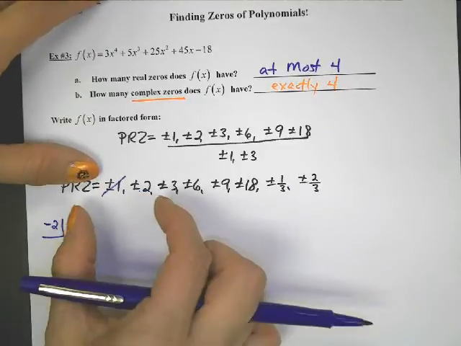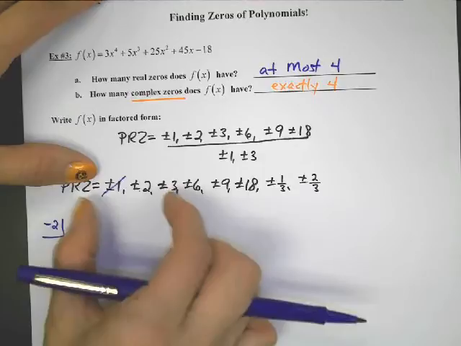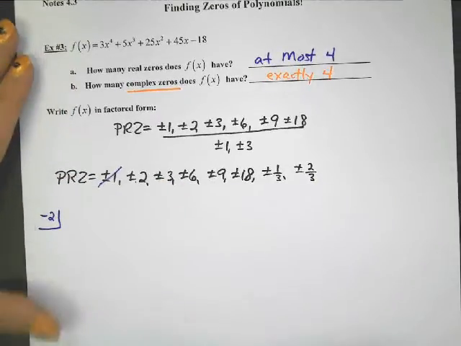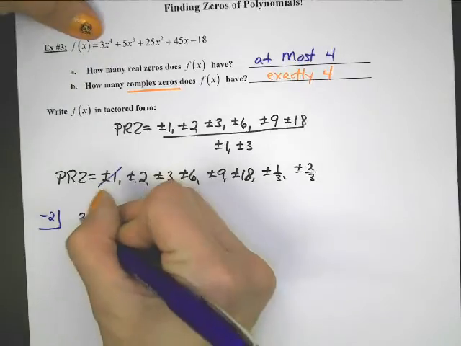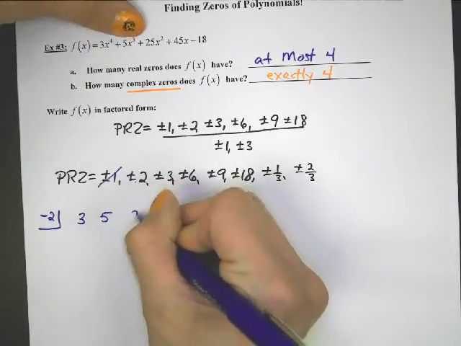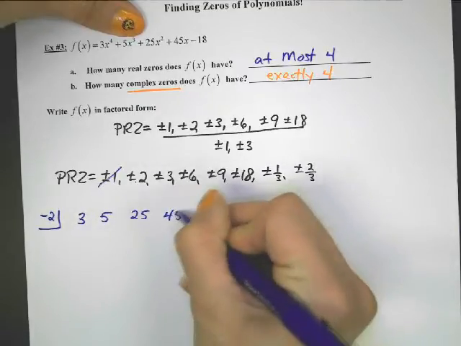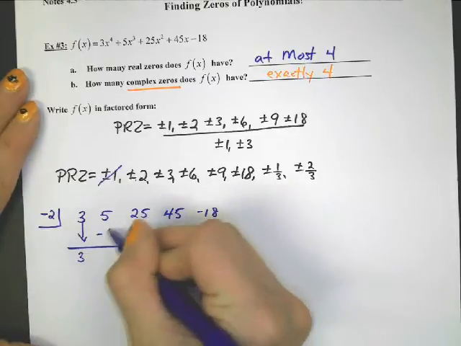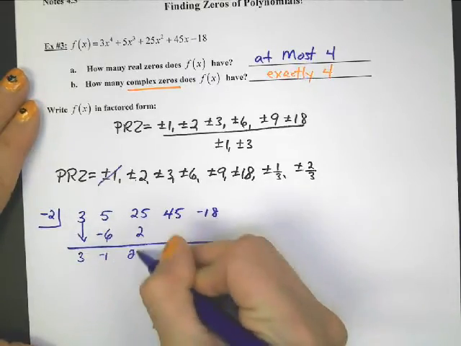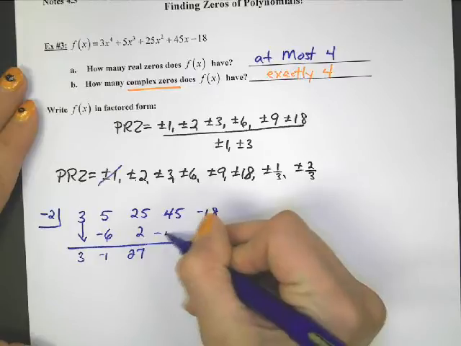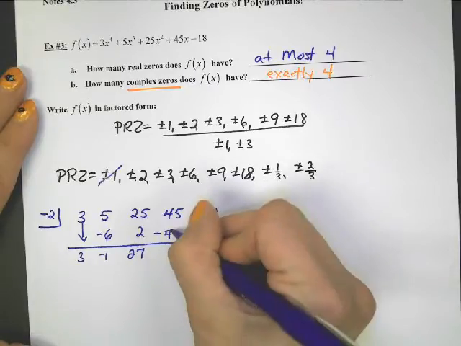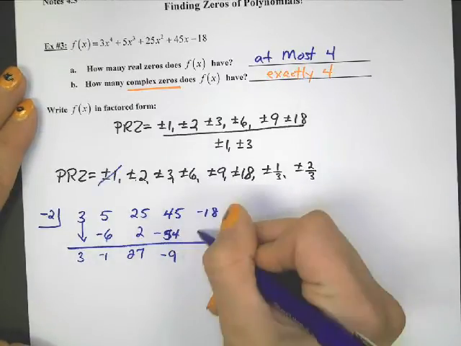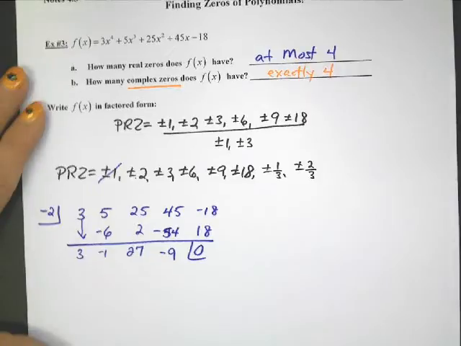What I highly recommend doing is starting on the left and working your way down the list. And on the test, I'm going to promise you that early on, you're going to find one of the PRZs. So it's not going to take you all the way to the end, okay? Little promise from me to you. 3, 5, 25, 45, negative 18. All right, I'm feeling lucky about this. 3, negative 6, negative 1, 2, 27, negative 54, negative 9, 18, winner, winner.